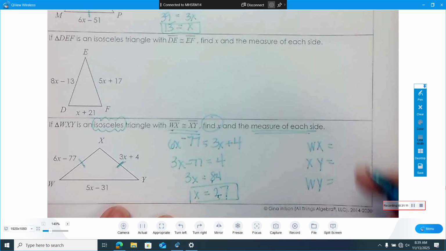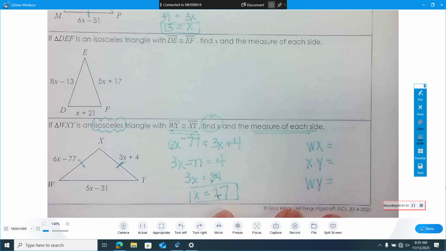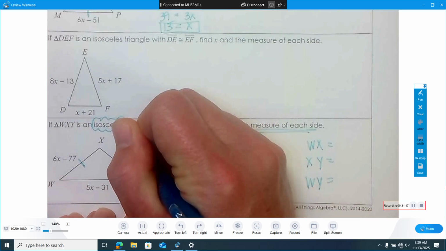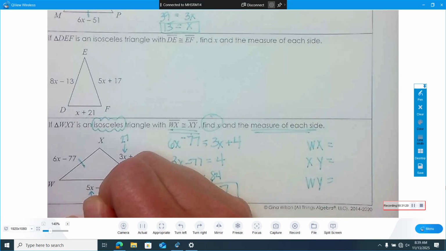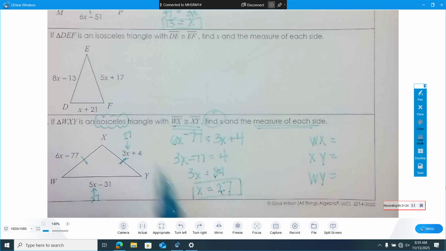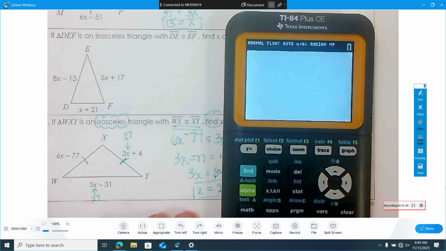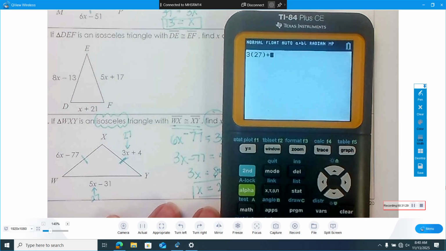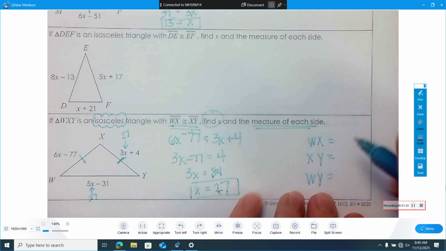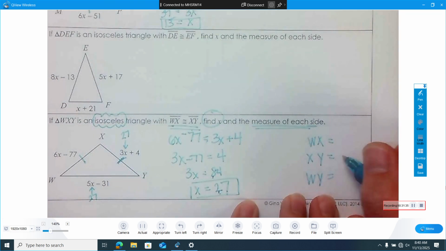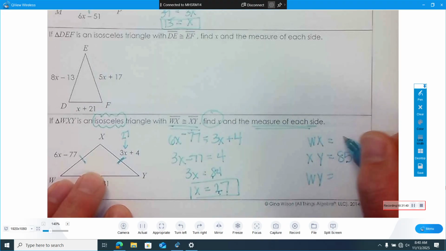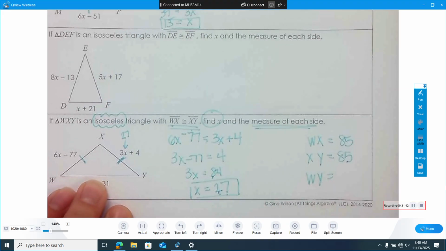Wow. Okay. All right. So I know that x is 27, so I'm going to go back in and plug in 27, and I do have to plug it in a couple of places here. These two should be the same. Let's see here. 3 times 27 plus 4, 85. So XY is 85. And what's WX? 85. Also going to be 85 because they're isosceles.